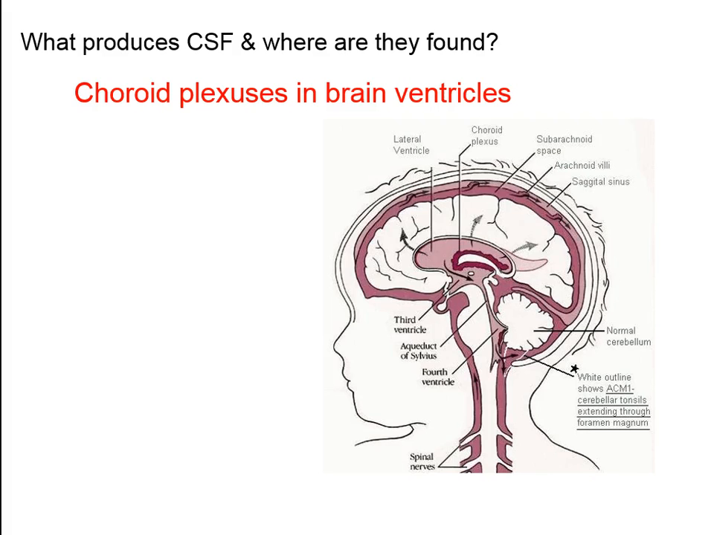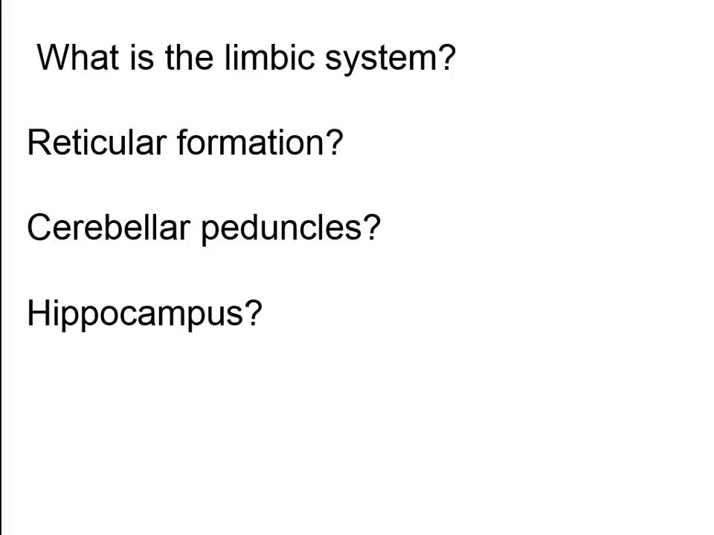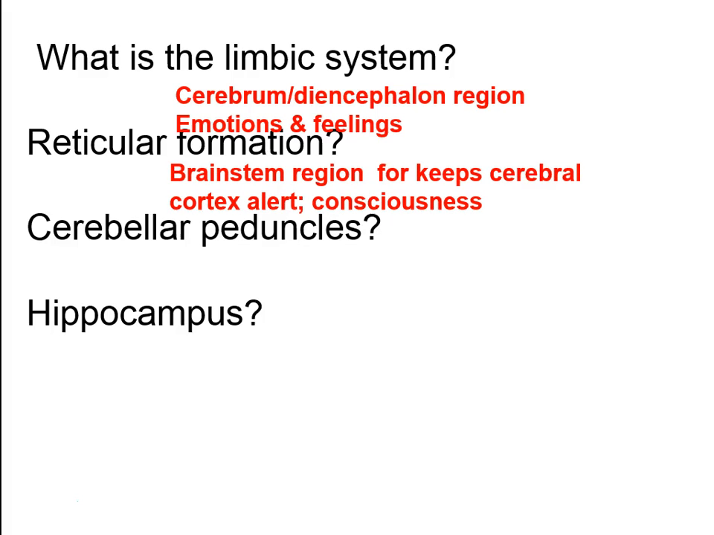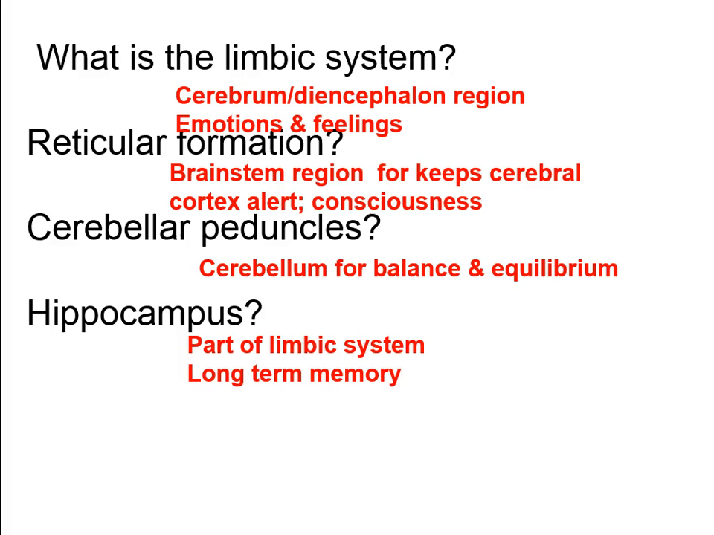So just some other little facts about the brain. What is the limbic system? It is the cerebrum and diencephalon region where we find emotions and feelings. What is reticular formation in the brain? It's in the brain stem, and it keeps the cerebral cortex alert and conscious. How about cerebellar peduncles? That was going to be in the cerebellum for balance and equilibrium. And the hippocampus, that's part of the limbic system that gives you long-term memory.